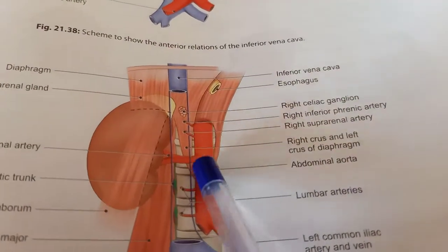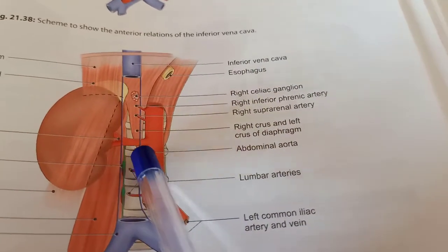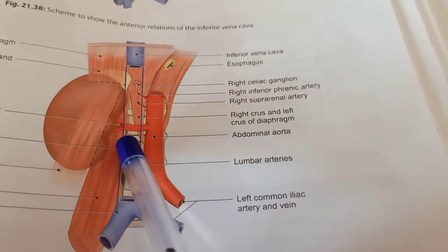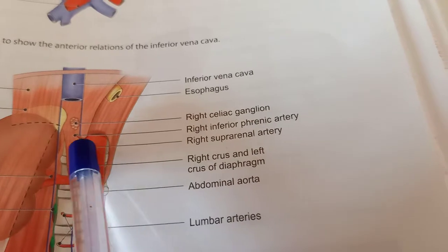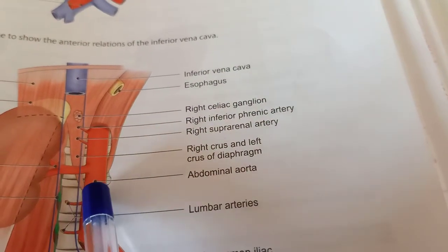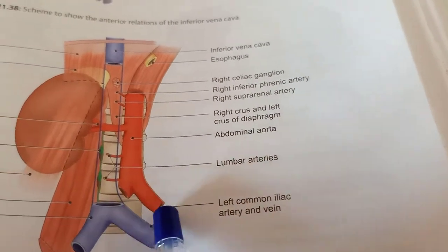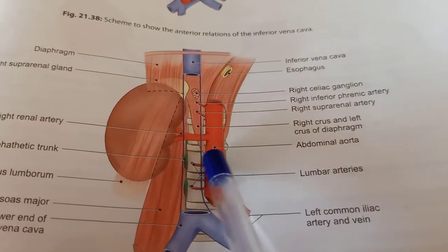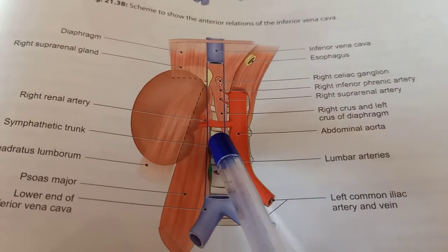Now also the branches of the abdominal aorta form the posterior relation. The abdominal aorta is on the left side and the IVC is on the right side of the abdominal aorta. The branches of the abdominal aorta are the right inferior phrenic artery, the right suprarenal artery, the lumbar arteries, the left common iliac artery, and the renal arteries.